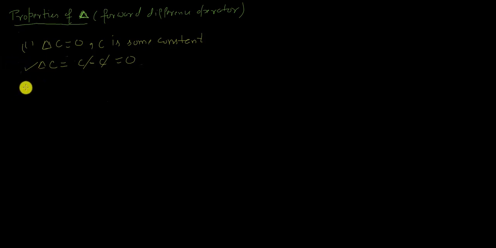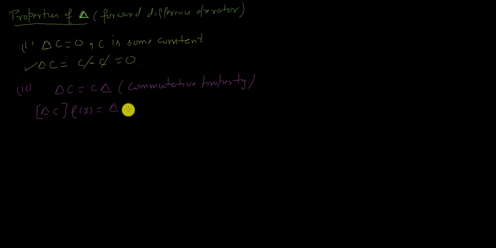Now we will study the second property. It states that delta and C commute with each other. This property is known as the commutative property. Done. So now apply it upon f of x. Done. So this is equal to delta C f of x.